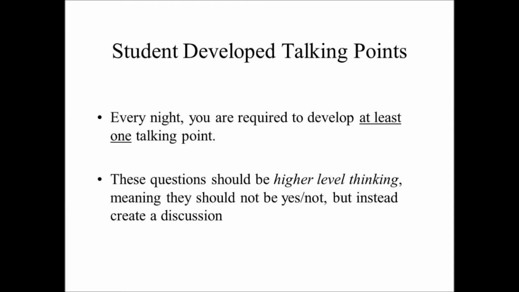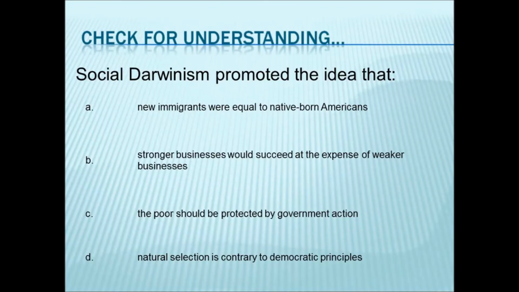We will then take some of your questions and our check for understanding. Social Darwinism promoted the idea that A. New immigrants were equal to native born Americans, B. Stronger businesses would succeed at the expense of weaker businesses, C. The poor should be protected by government action, or D. Natural selection is contrary to demographic principles.